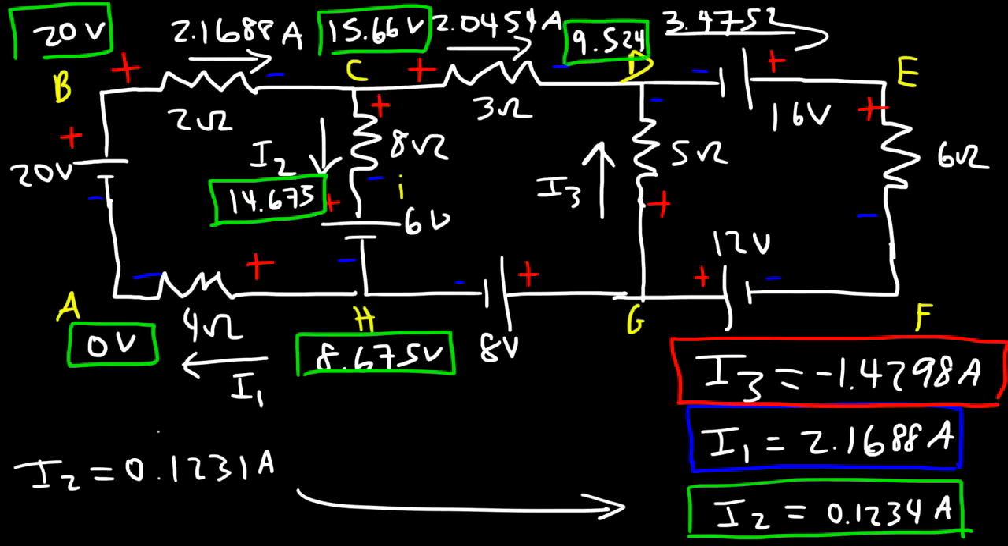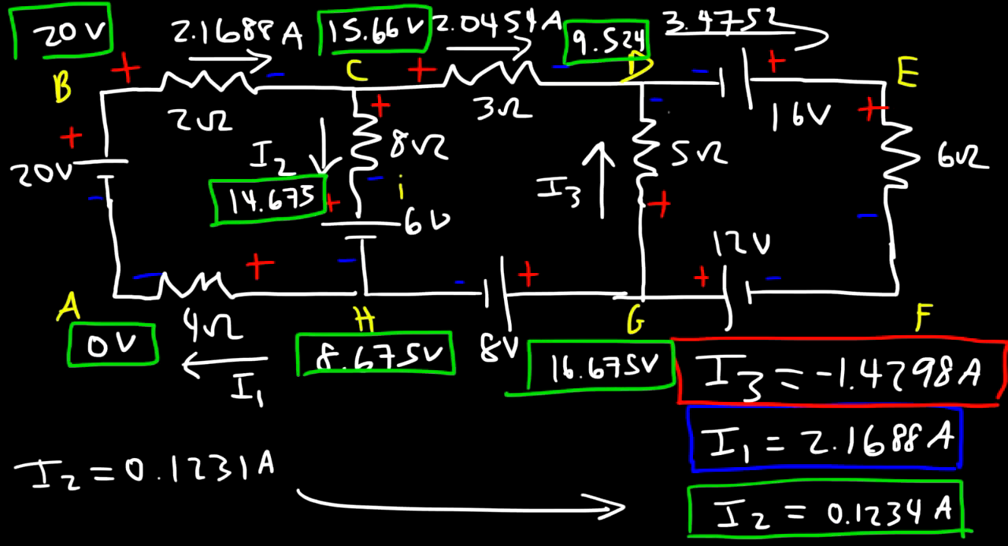Now, let's go to H. Starting from there, let's go to J. I mean, not J, but G. So that's a voltage increase of 8 volts. So 8.675 plus 8, that's going to give us 16.675 for the electric potential at G.